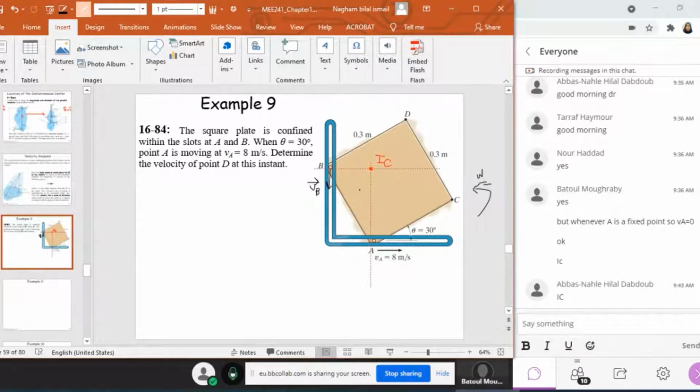Why is it for the whole square plate and not for AB only? Because AB belongs to the square plate, which means this square plate has the same omega for all its segments, which means it has the same IC. So I know the instantaneous center of zero velocity for this square plate. Now, can I find the distance ICA? Yes, I can, because if this is 30 degrees, then this is also 30 degrees, and since I know AB is equal to 0.3, I can find ICA.